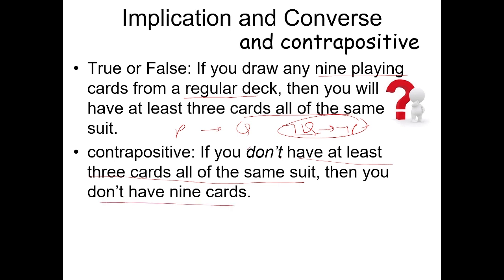If you don't have at least three cards of the same suit, what does that mean? You have at most two cards of the same suit, and there are four suits. So you have two cards each, so this becomes eight cards at most. You can't have nine cards. This is proven immediately.